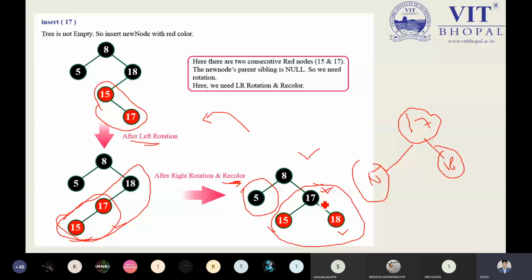Yes student, any doubt over here? No, sir. Okay, shall I add a new node again? Yes, sir. Okay, now I am inserting the 25. So please see the slide.